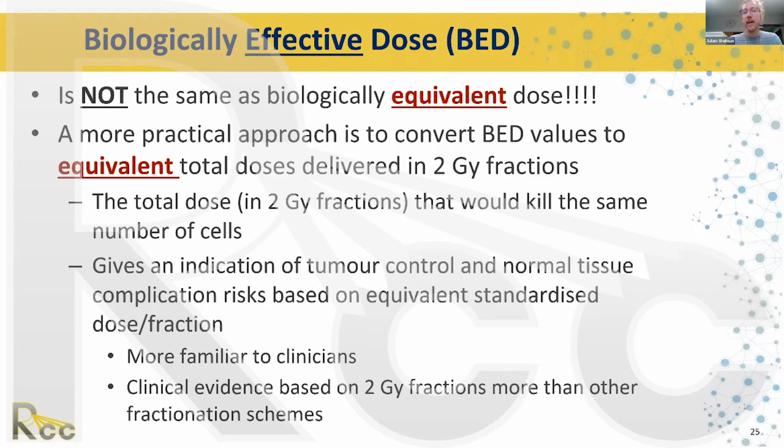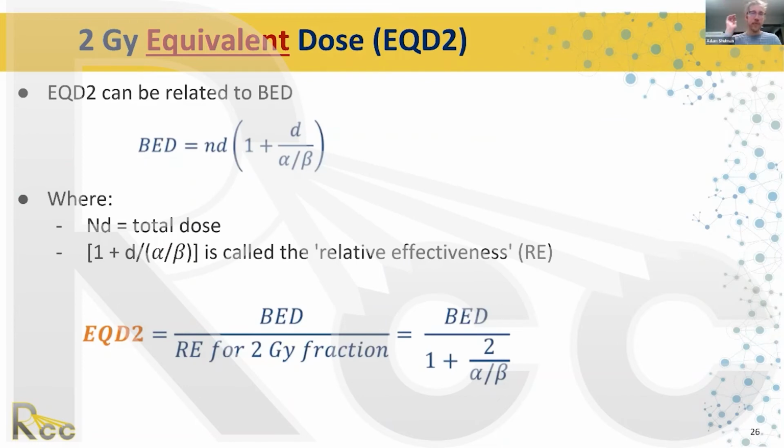So 2 gray per fraction is a lot more familiar to clinicians. There's lots of historical data on what happens with 2 gray per fractions, so lots of times that's what's helpful for a doctor. If we've got some odd fractionation scheme, or we're providing external beam with high dose per fraction brachytherapy, what does that mean for the doctor in terms of historical doses in 2 gray per fraction? We're going to see how we can go from BED to 2 gray per fraction.